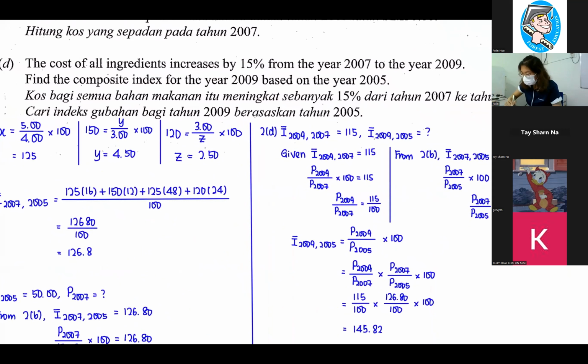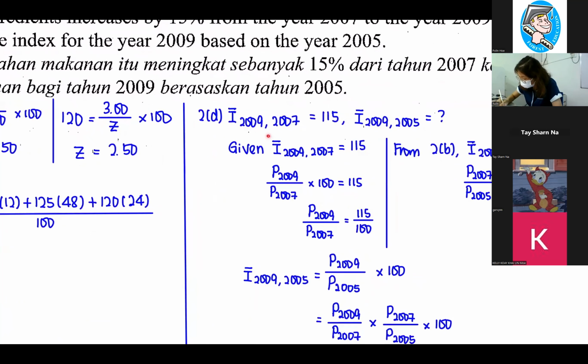And D, the cost of all ingredients increased by 15%. Everything increased 15% from 2007 to 2009. 2007年去2009年，全部东西都起价15%。This one. 2009 based on 2007 is equals to 115.